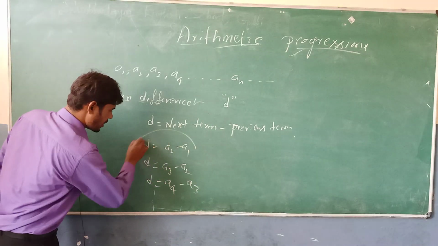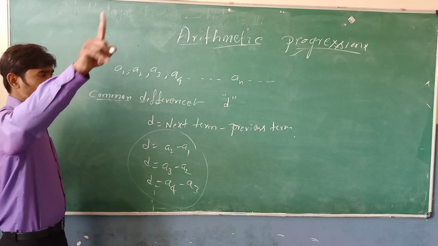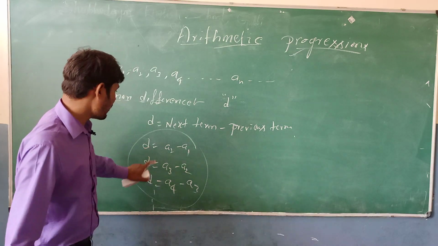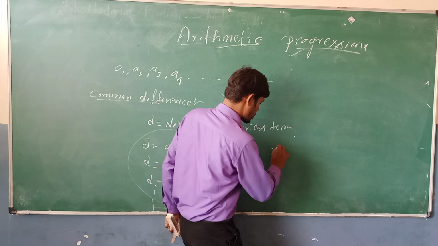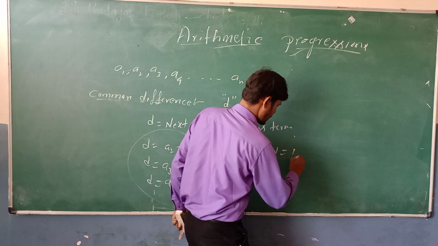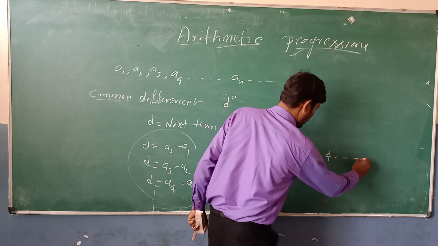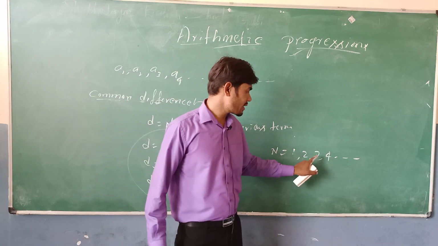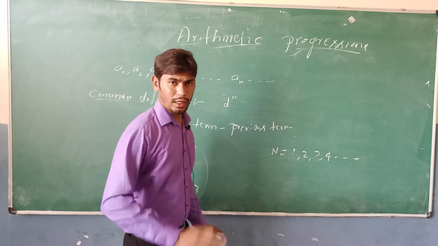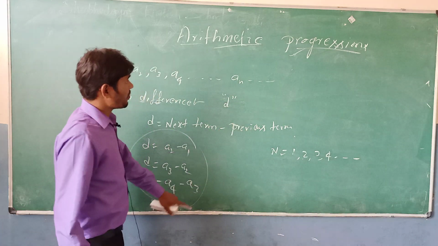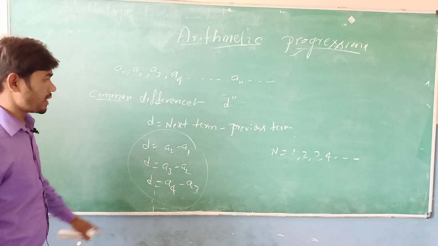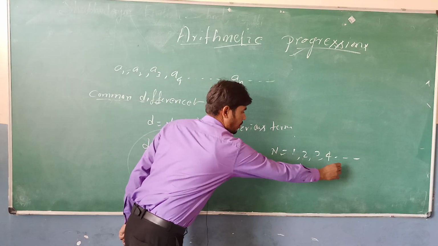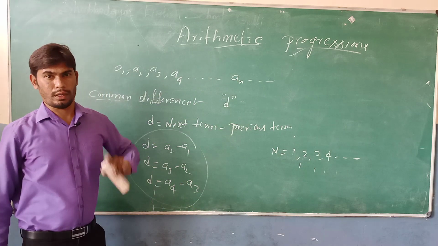These are all common differences, and it is also a constant in an arithmetic progression, a fixed value. For example, natural numbers 1, 2, 3, 4, and so on. Here 2 minus 1 is 1, 3 minus 2 is 1, 4 minus 3 is 1, 5 minus 4 is 1. What type of example is this? Arithmetic progression. The common difference between two terms is 1, 1, 1, 1 and so on.